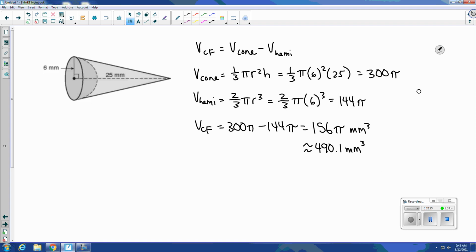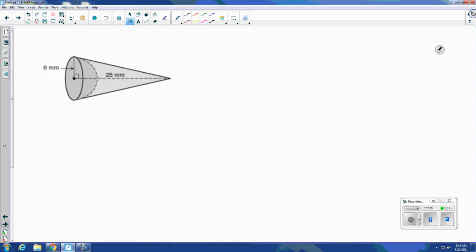Now let's look at surface area. To get the surface area, all we want, so again, imagine this thing gets scooped out. So when I'm looking at the cone, I don't want to include the base. The base isn't part of the surface. So I only want lateral surface area of my cone. And I only want lateral surface area of my hemisphere.